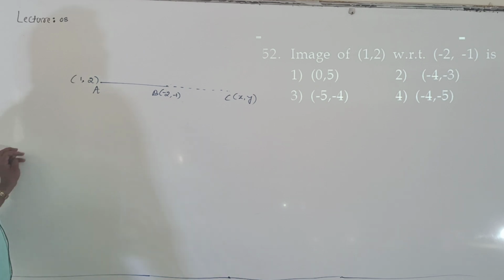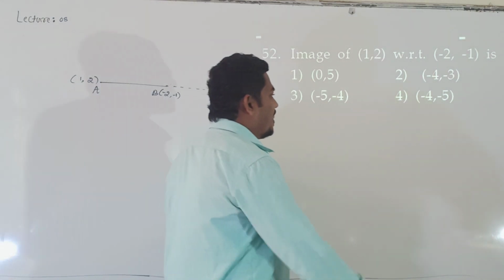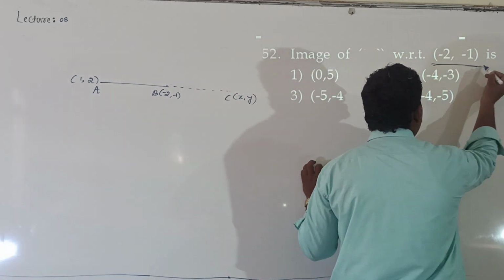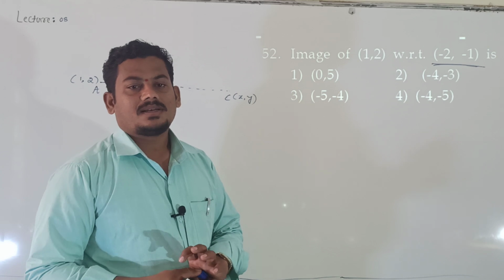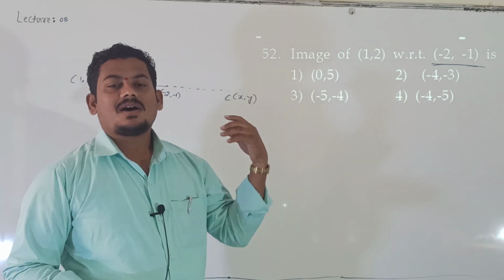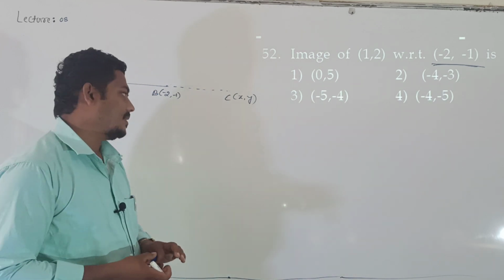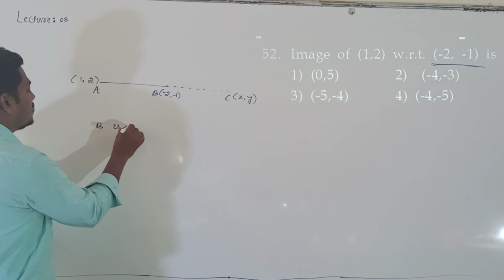While finding the image of one point with respect to another point, that point is the midpoint of the image point and the given point. The point with respect to which we take the image is equidistant from the point and image point. Means B is the midpoint of AC.